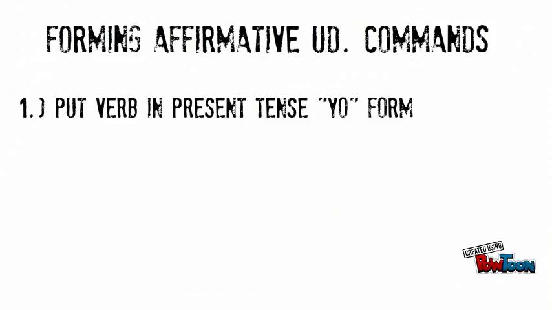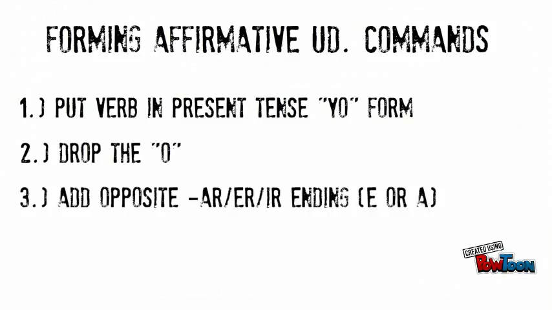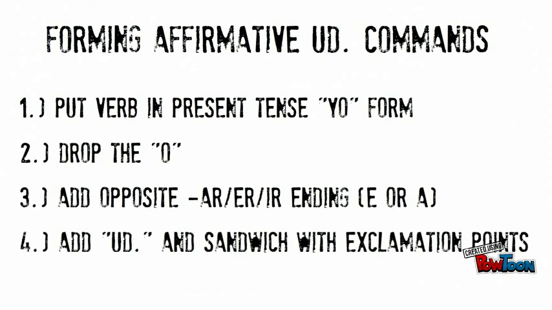Then you drop the o. Next, you add the opposite ar-er-ir ending in the usted form. That's an e for ar ending verbs, or an a for er-ir ending verbs. Next, you say usted afterwards to show that it's a command and not something else. Finally, we usually sandwich usted commands with exclamation points before and after them.